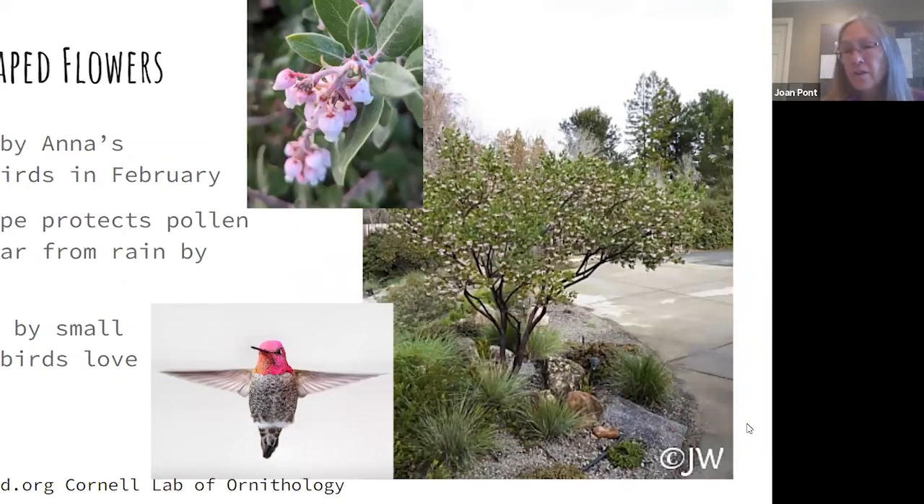In February, it has bell-shaped flowers that face down, so that when it rains, the pollen and nectar is not washed out, and the Anna's hummingbirds are really going to enjoy poking its beak into each and every little flower to get a slurp. And then it has red berries that look like little tiny apples later in the year. It's not in the rose family, it's in the Ericaceae family, the heath family.